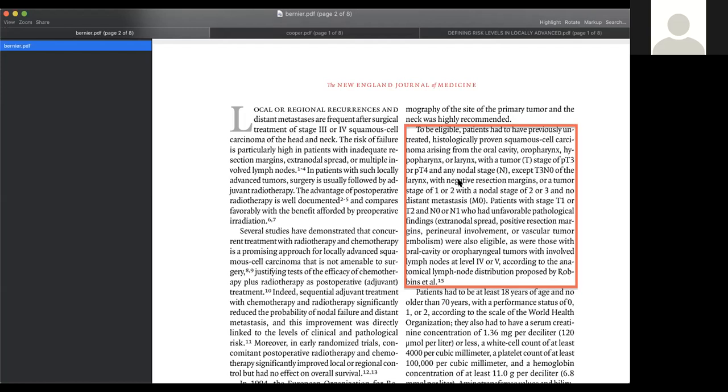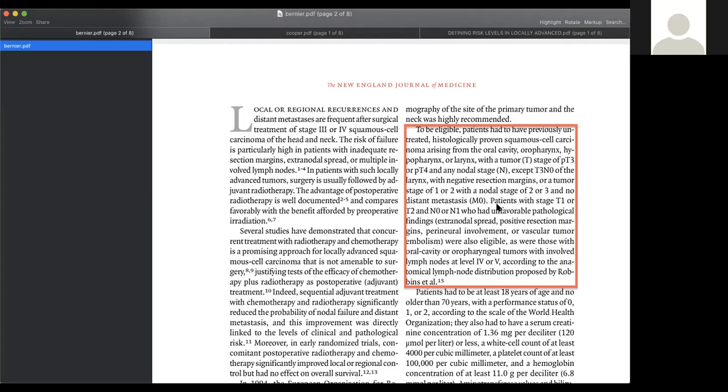So the inclusion criteria is advanced patients of T3, T4, patients who had nodal stage 2 or 3, patients who had unfavorable pathological findings like extranodal spread, positive margins, peritoneal invasion, or vascular embolism.